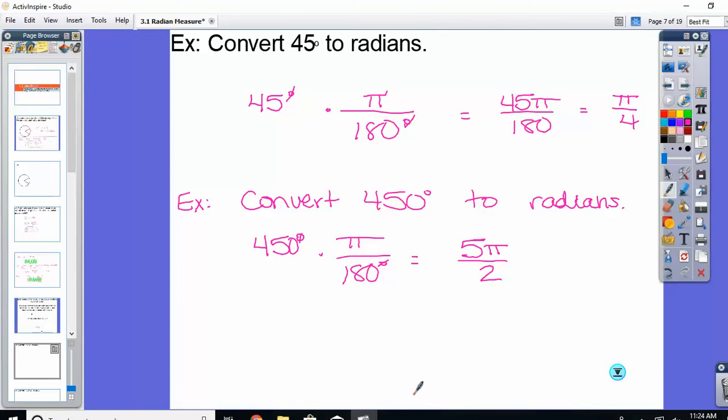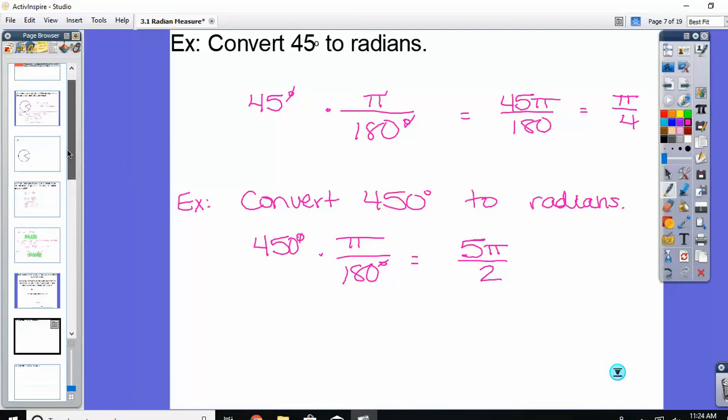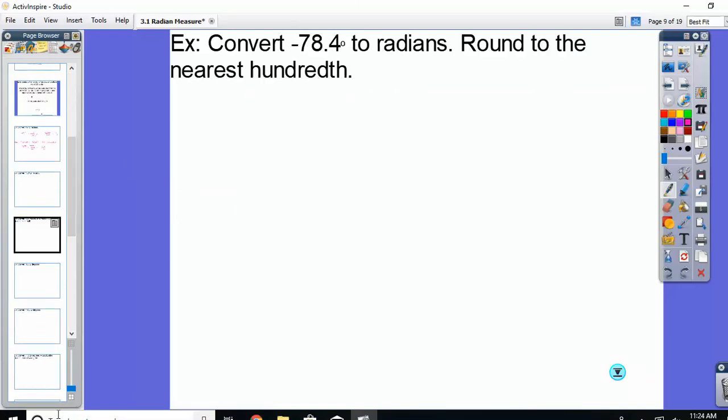You're welcome to write the word radians, but you don't have to. Let's say I gave you this one, negative 78.4 degrees. This one, my directions are to round to the nearest hundredth. So on this, I'm telling you, we're going to go ahead and multiply out the pi. So we have negative 78.4.